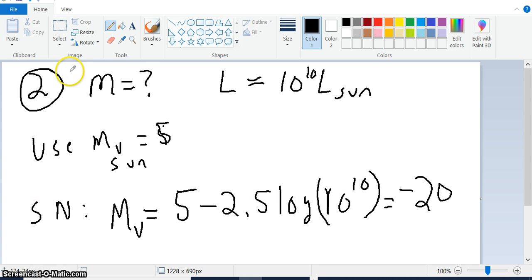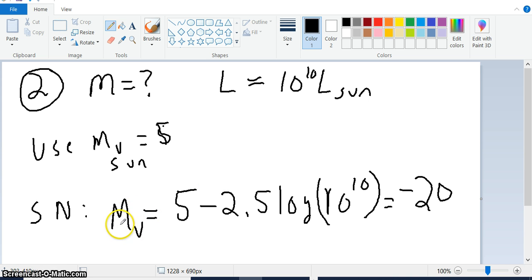All right. Okay, let's do the next problem. So here's number 2. It says, repeat the previous calculation for a supernova that has a peak luminosity of 10 to the 10th times the luminosity of the sun. And again, we're going to use the absolute magnitude of the sun as 5. So for the supernova, we have to calculate the absolute magnitude. Since we know what the luminosity is compared to the sun, we can do that. It's a simple equation.